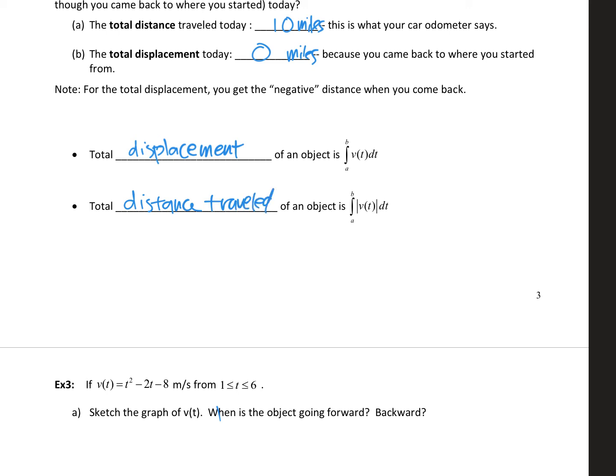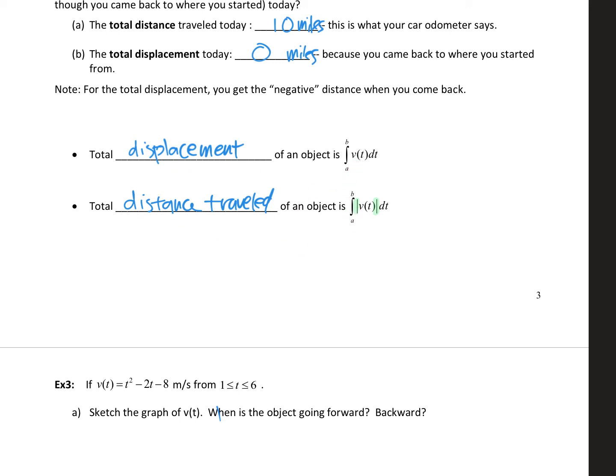Total distance traveled of an object: you notice here there's an absolute value. So here I'm going to maybe highlight the absolute value. Not only are you looking at the velocity, but you're looking at the absolute value of velocity. So basically when you come back, you're still going forward, right? You're not going backwards. That's why I had to put the absolute value sign, so that it gives you the total distance traveled. So there are two different things. We're going to look at it this way.